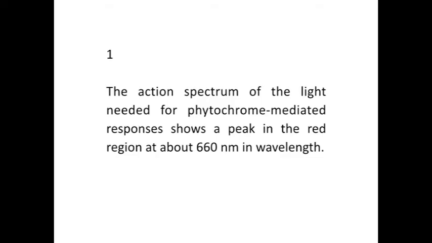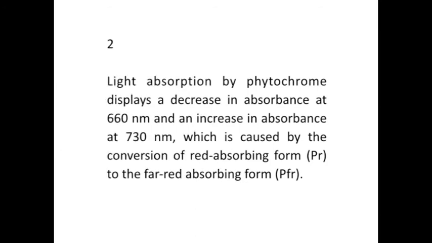First, the action spectrum of the light needed for phytochrome-mediated responses shows a peak in the red region at about 660 nanometer in wavelength. Next, light absorption by phytochrome displays a decrease in absorbance at 660 nanometer and an increase in absorbance at 730 nanometer, which is caused by the conversion of the red absorbing form or PR to the far red absorbing form or PFR.